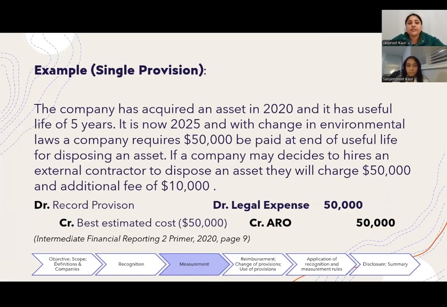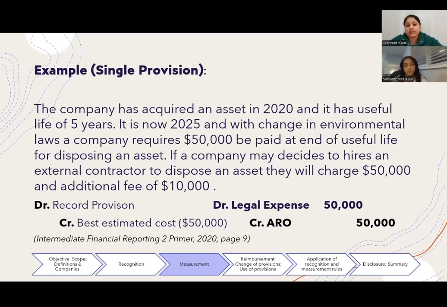In this case, the company has acquired an asset in 2020 with a useful life of 5 years. Because of a change in the environmental laws, the company has to pay an additional cost. For that we can see that there is a provision because there is an obligation that the company has to settle in the future, and we can measure that provision because there is a cost. So we can estimate the cost: if the company can dispose of that asset internally, then the cost will be 50,000, and if they need an external contractor, then the cost will be 60,000.